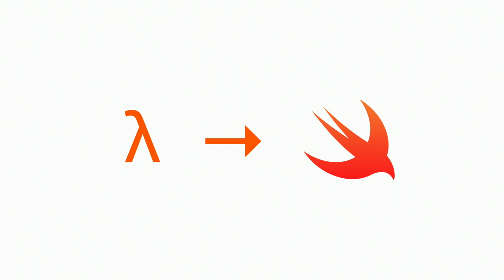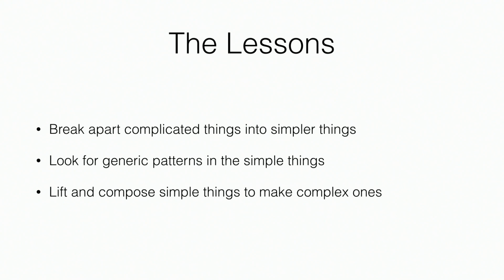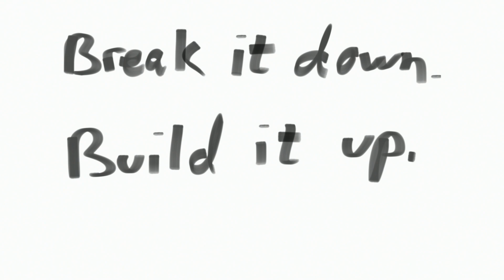And that, I think, is one of the lessons from functional programming that we can bring to Swift. Break apart your complicated things, transform them, make them generic, and then glue them back together to make more complicated things. Break it down, build it up. I think that this is something that both John Backus in the 70s and Krusty today could really agree on. Learn from your elders.